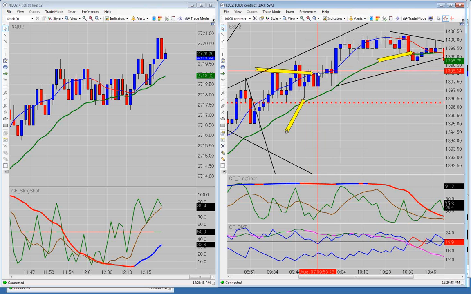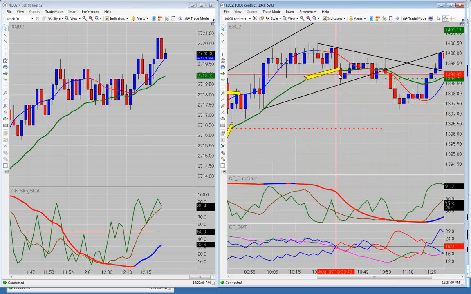Then it started to have trouble at the MA1, so I moved my stop up to plus 1 point. When I moved it up to plus 1 point, it came back down, took me out, and then it continued to move up. All right, it moved up here. Now, I had an internet problem this morning.